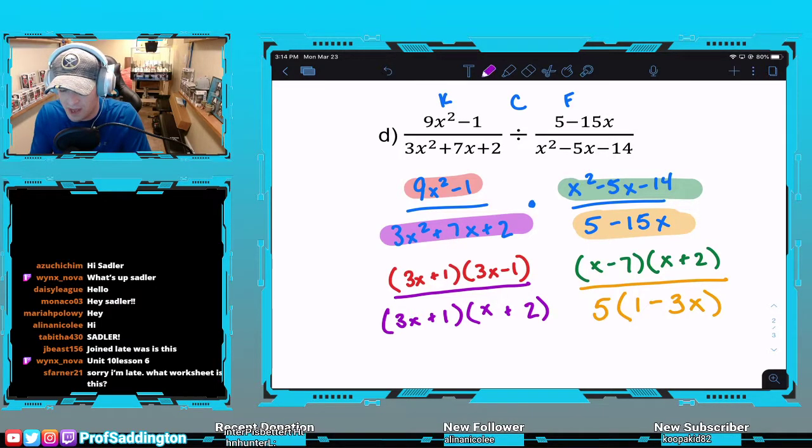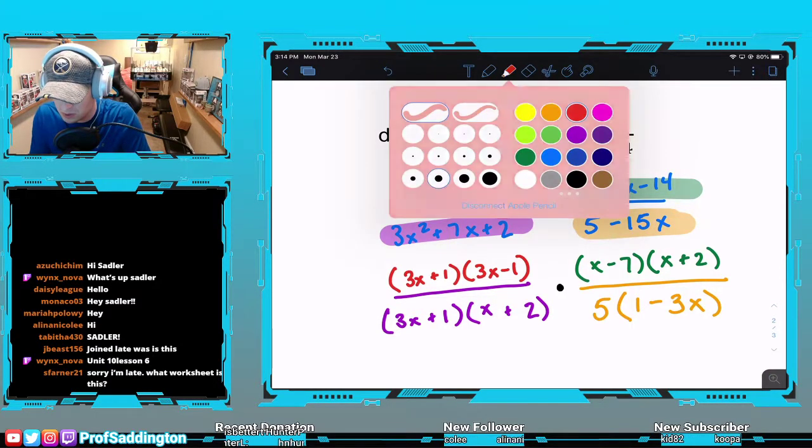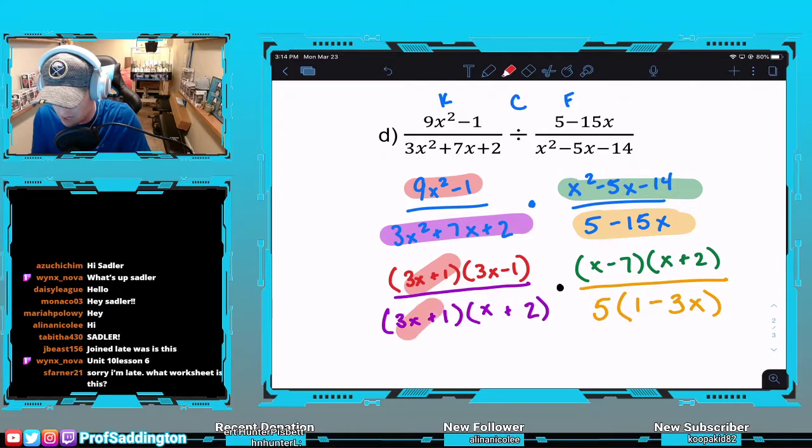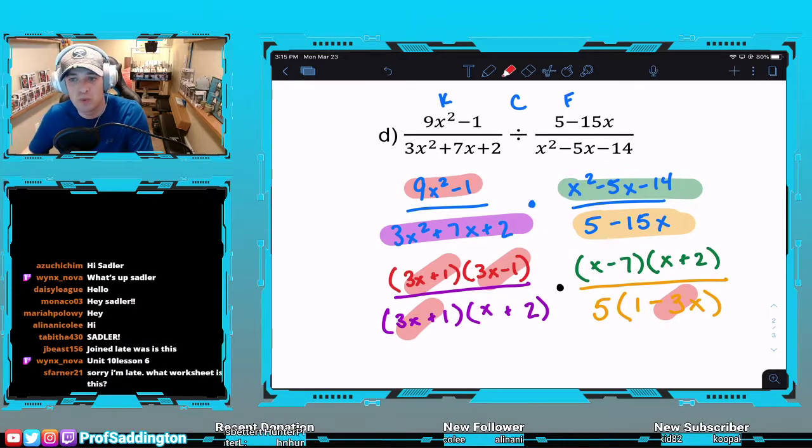Now that we have everything factored out, the last thing we have to do is just cancel out anything that's exactly the same on top and bottom. As far as the 3x plus 1s go, we have one on the top, one on the bottom, they're gone. Be careful with the next part, because it's 3x minus 1 and 1 minus 3x. They do still cancel out, but we talked about that one rule. When the numbers are backwards, when they're switched around and it's subtraction, that means we have to put a -1 above it.